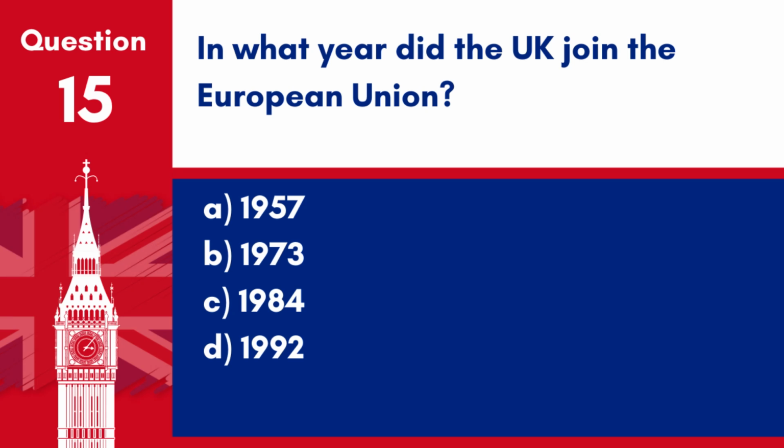Question 15. In what year did the UK join the European Union? A. 1957. B. 1973. C. 1984. D. 1992. Answer. B. 1973. The United Kingdom joined the European Union in 1973.